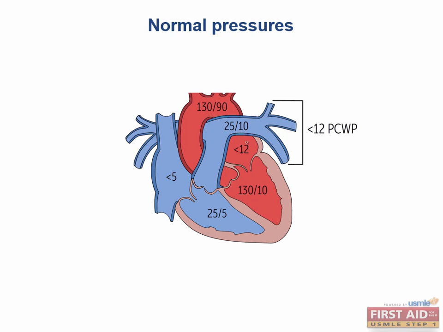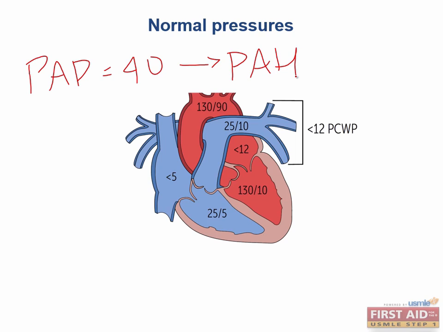So on your step 1 exam, you might be given a vignette that includes pressure readings. For example, if the pulmonary artery pressure in systole is 40, they're going to be trying to give you a hint that the patient is suffering from pulmonary artery hypertension.